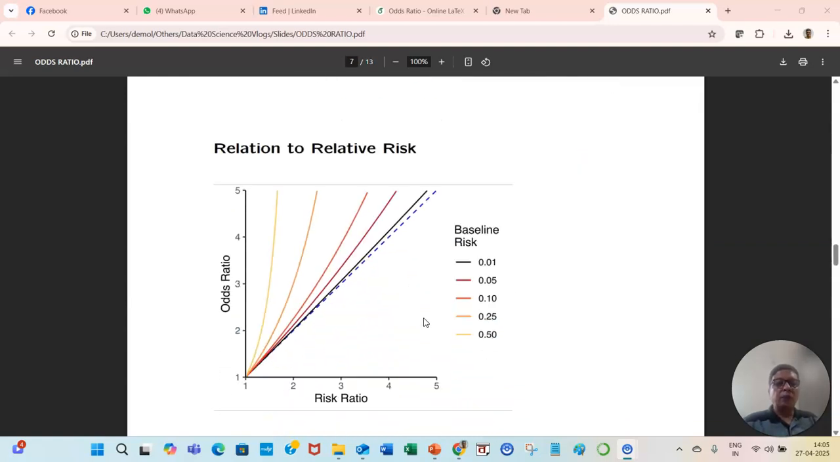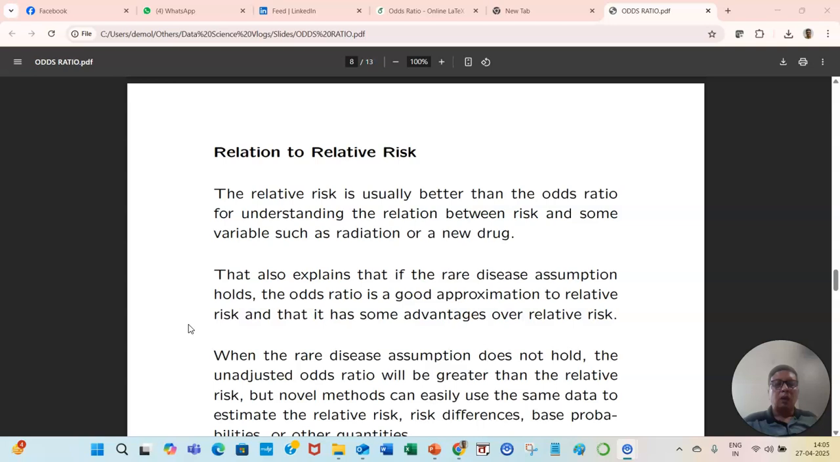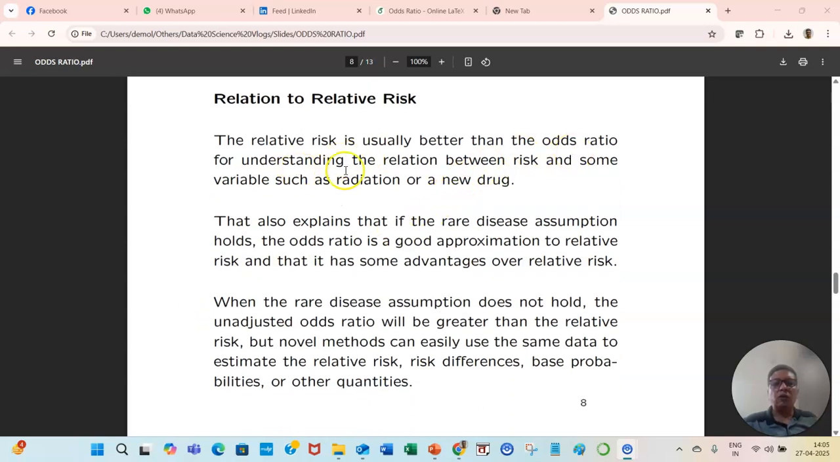Now, the confusing part: relative risk against the odds ratio. If we plot risk ratio on the x-axis and odds ratio on the y-axis, when the baseline risk is 0.01, we get more or less a straight line. When the baseline risk is 0.5, we get a parabolic curve. It's plotting risk ratio versus odds ratio. Relative risk is usually better than odds ratio for understanding the relation between risk and some variables, such as the effect of a new drug. That also explains if the rare disease assumption holds.